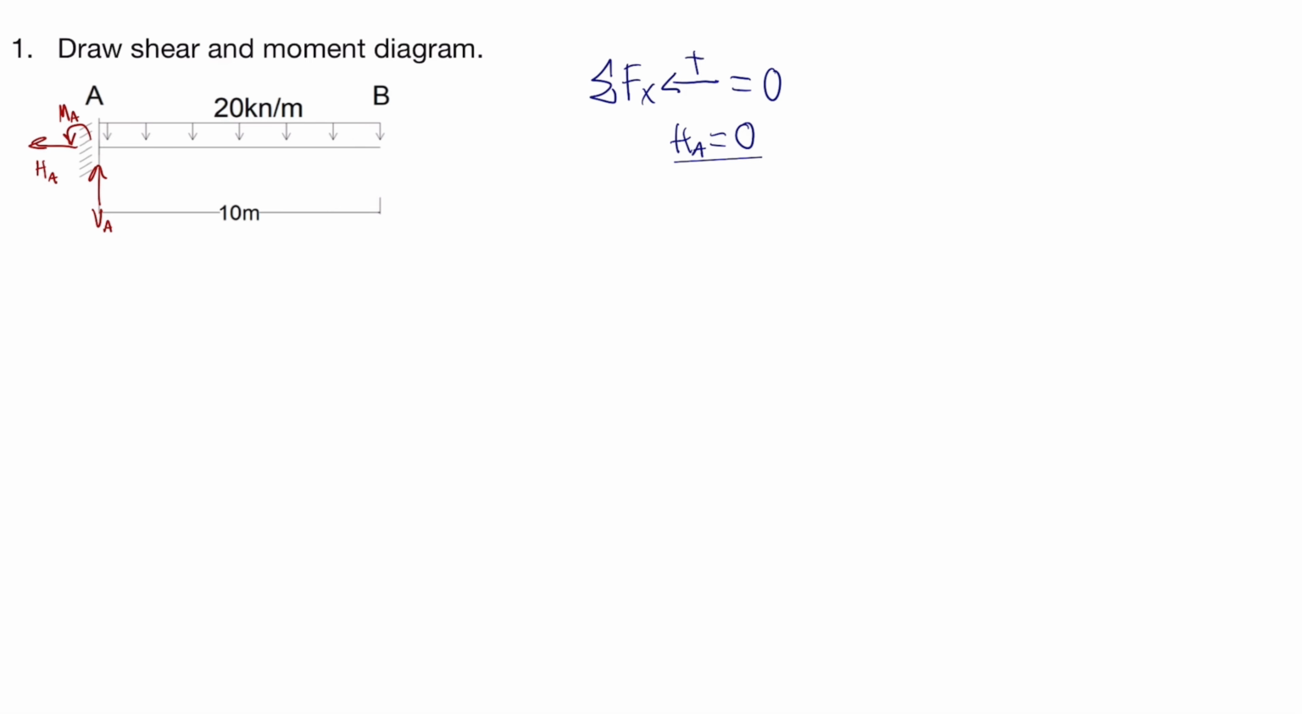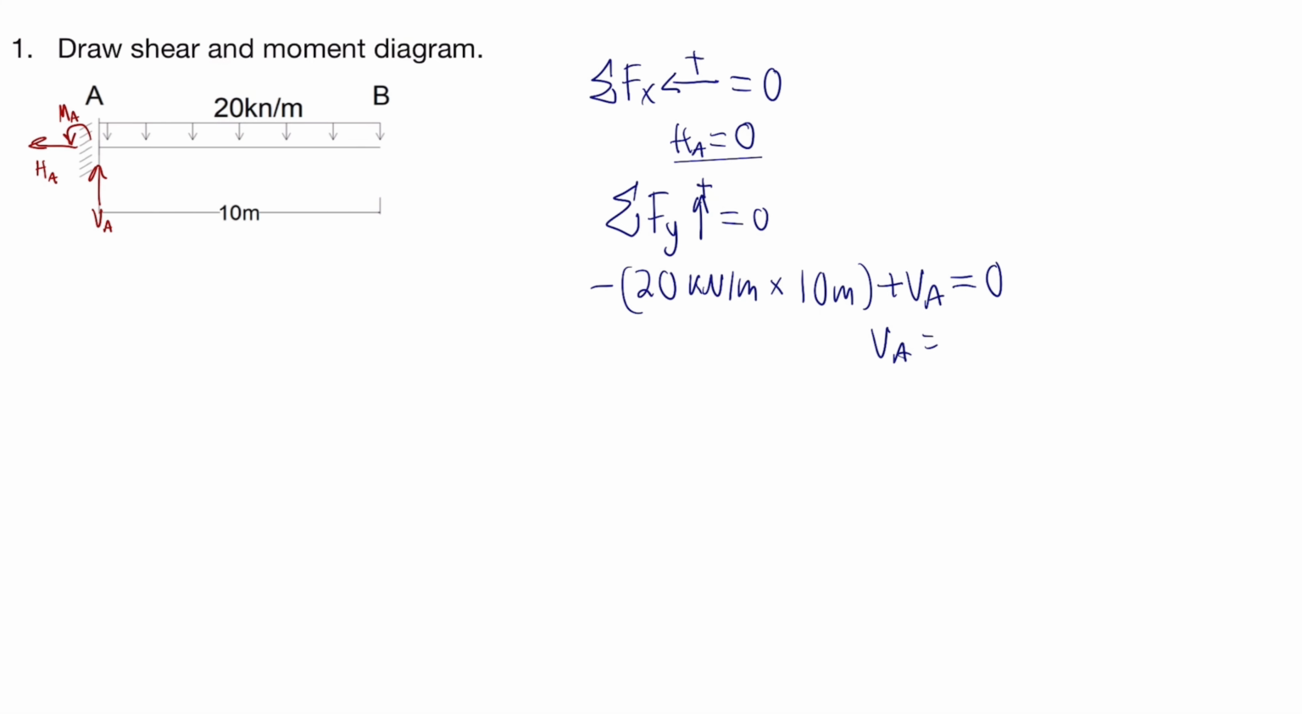And then we will sum the forces in the y direction with upwards being positive. We see that we have the 20 of the uniformly distributed load, so we do 20 times the length, which is the 10 meters. This will be minus since it's going down. And then we have this other vertical reaction, so that will be plus VA, and it will equal 0. And then we solve for VA, and we get that VA is equal to 200.